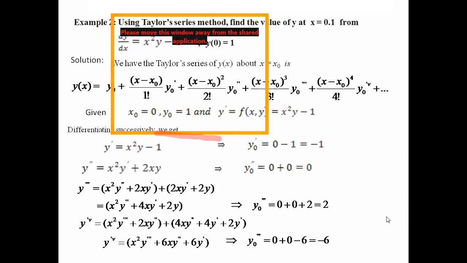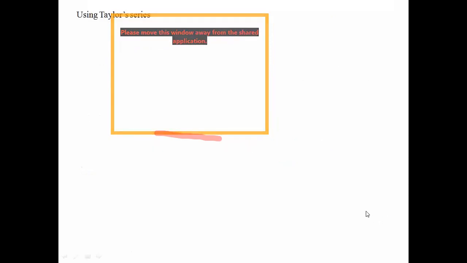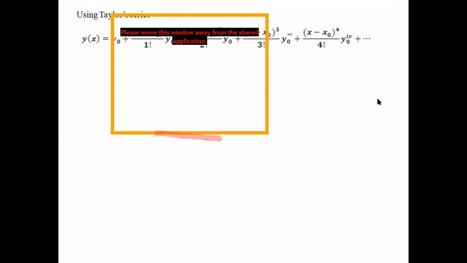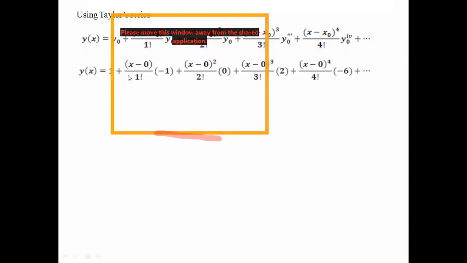So once these derivatives are obtained, you can go for the series. The Taylor series is given by y of x is equal to y naught plus (x minus x naught) by 1 factorial into y0 dash plus (x minus x naught) whole square by 2 factorial into y0 double dash, and continue like this. This is the Taylor series for the solution function up to fourth order. Now x naught is here 0. Substitute x naught by 0, so we get this series.